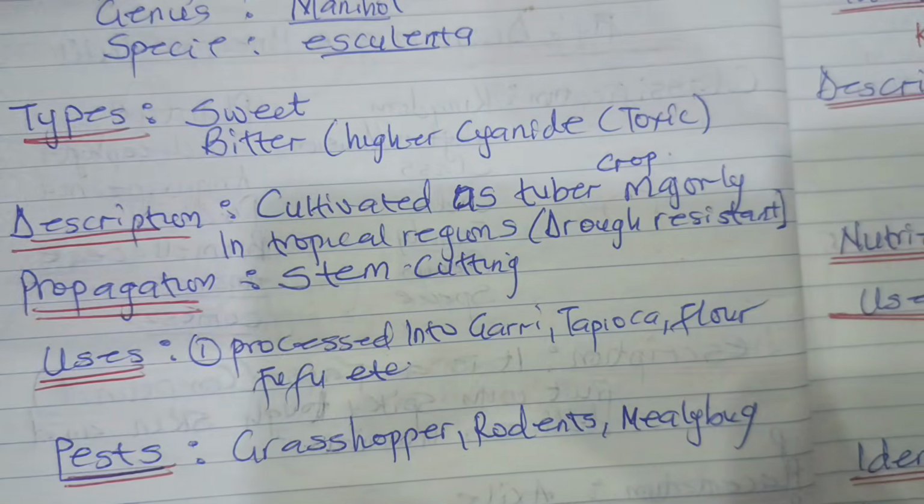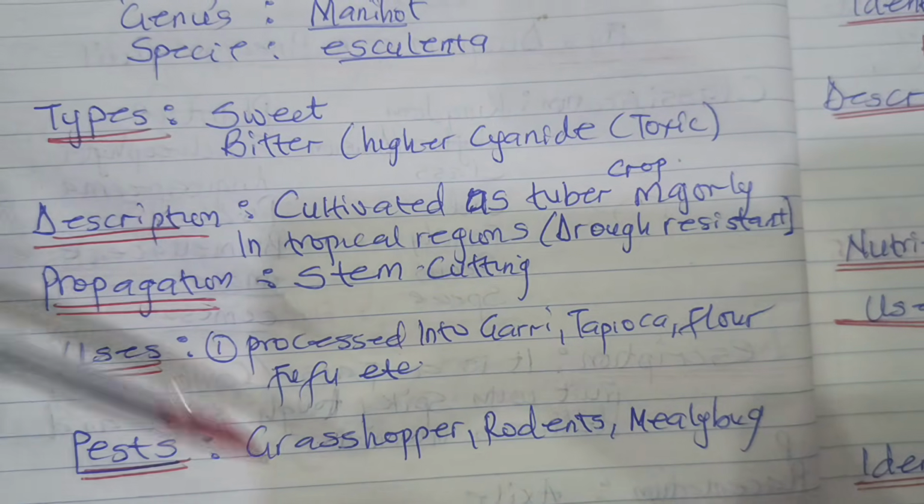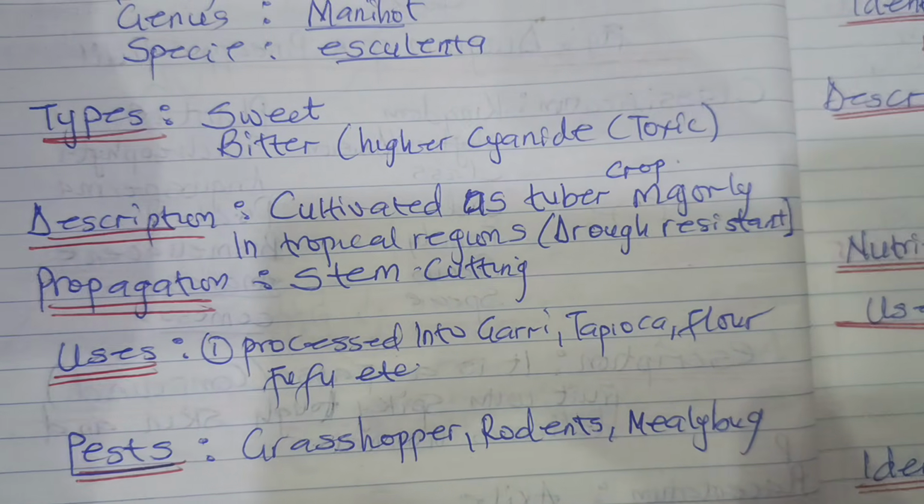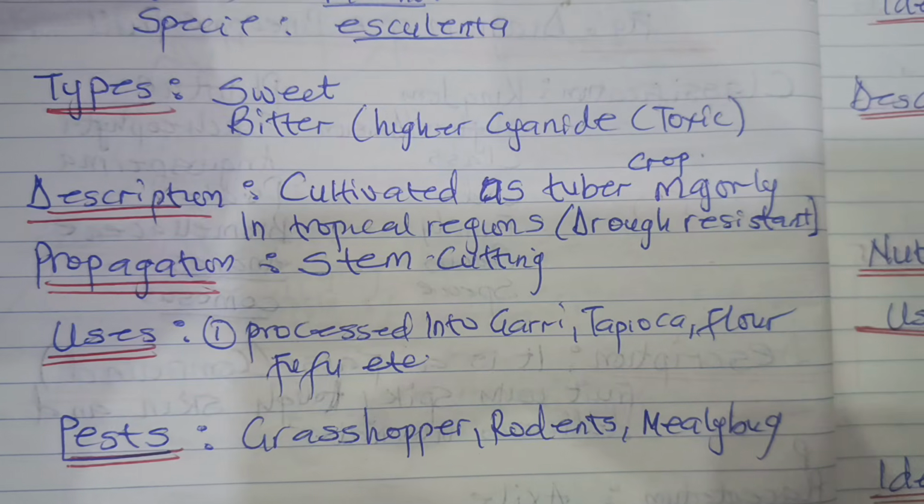Okay, so these are the questions you should be expecting under specimen K, which is the cassava tuber. I hope this helps a lot.